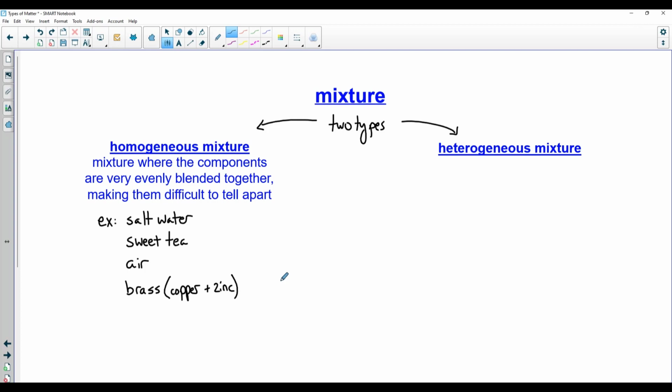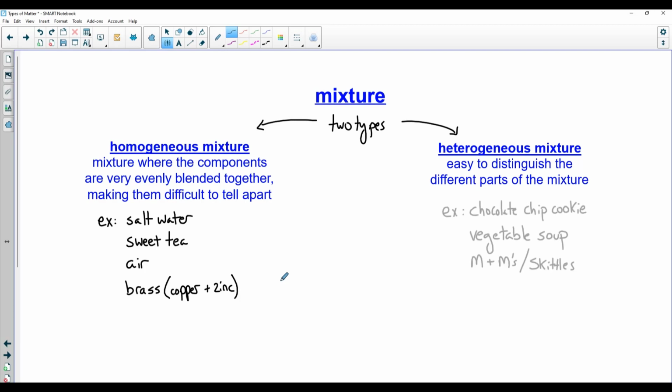Now, heterogeneous mixtures, on the other hand, can be much easier to distinguish the parts of the mixture. Some examples would include things like chocolate chip cookies, vegetable soup, or a bag of M&Ms or Skittles. Now get these ideas into your notes, and then you're all done with this lesson.